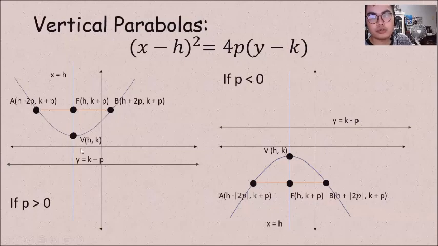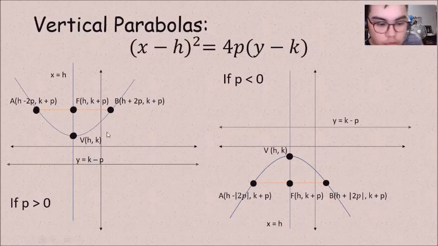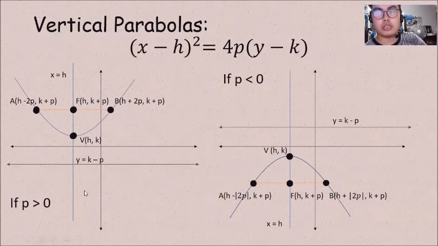So in order to find the focus, we'll just copy the x-coordinate of the vertex. However, what we are going to do is add the y-coordinate k with p. We're just going to add k and p in order to get the y-coordinate for the focus. In order to get the directrix, we'll just subtract p from the y-coordinate k. So the position of the directrix is horizontal. Okay, the axis of symmetry must be vertical because it intersects the focus and the vertex.